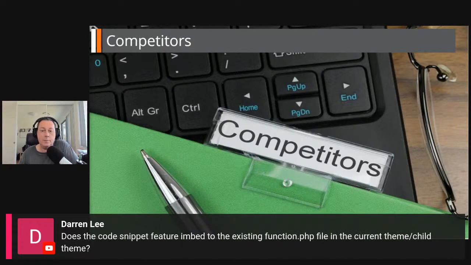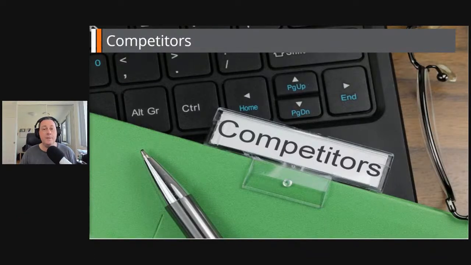Darren says, does the code snippet feature embed to the existing functions PHP file in the current theme or child theme? It doesn't, and I'm not 100% sure, because I don't use it very much. I'm not sure how it hooks into WordPress or at which point it fires. It's a great question, definitely something to look at. I'm not sure if it writes it to the functions PHP file or whether it just puts a hook in to run it remotely from the code snippets on ManageWP. So that would definitely be something you need to investigate, Darren. I don't have an answer for that, but I'll find out and I'll post it in the comments afterwards.